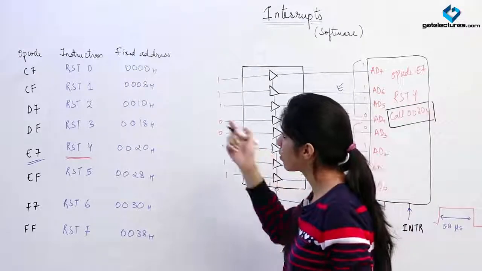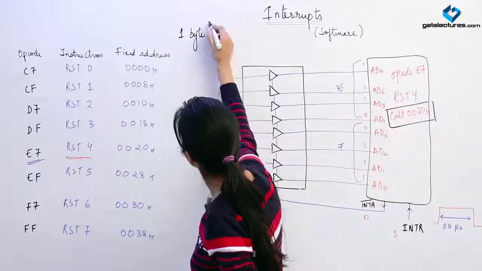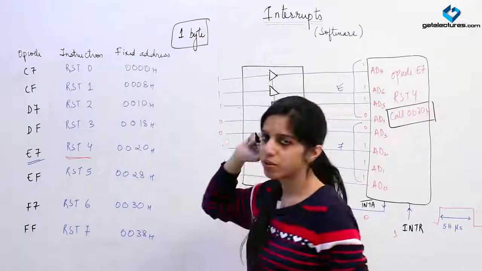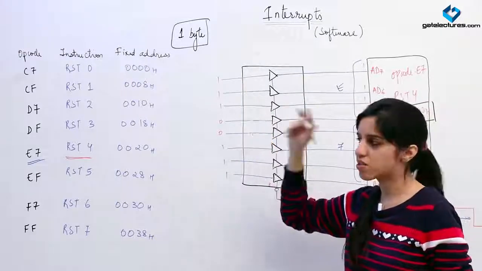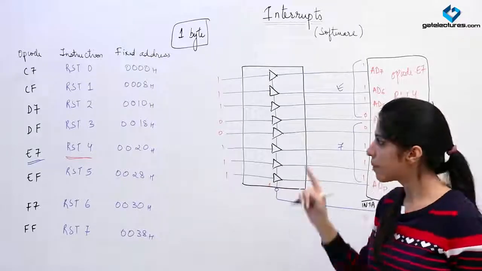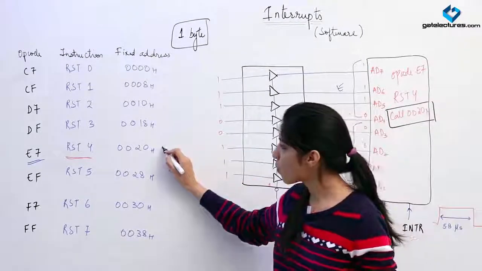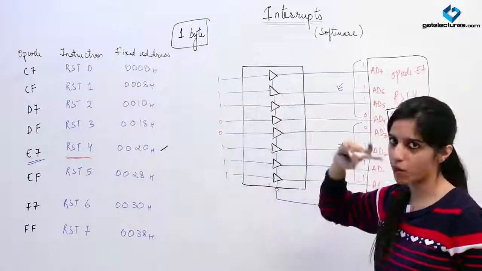And one more thing, the size of these instructions is 1 byte, right, 1 byte. So software interrupts are also called 1 byte call instructions. Generally, you know, a call instruction takes up 3 bytes of memory, but here, to call one address you give one opcode, E7, and it takes up only 1 byte.